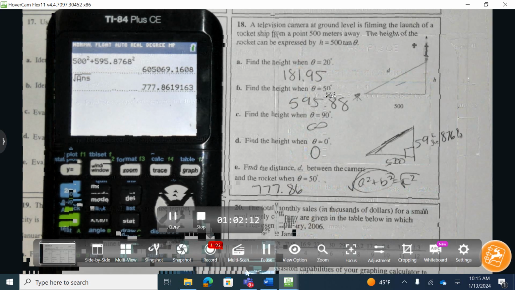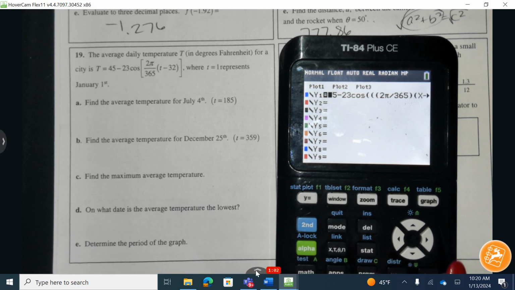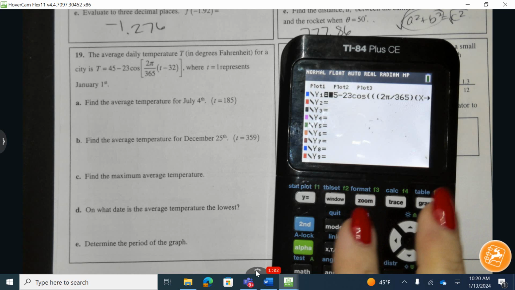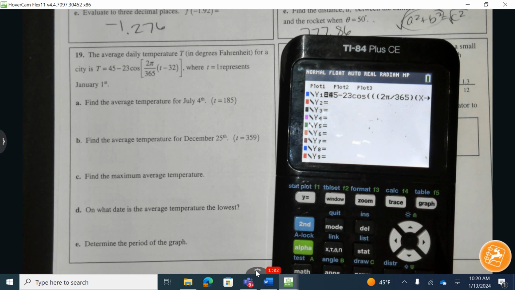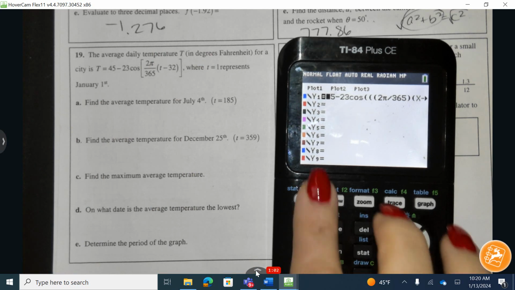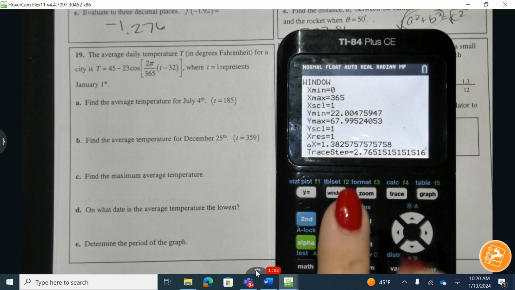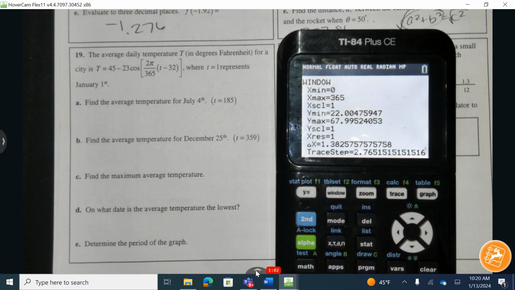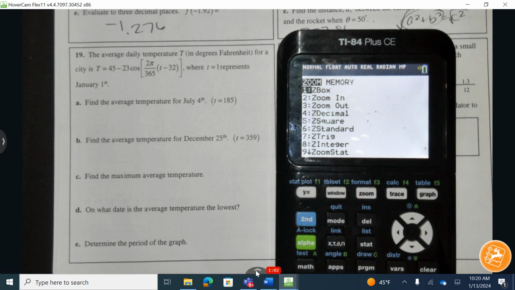All right, so I've started by plugging in for number 19. I plugged it in the provided function. First, I reset the calculator, recognizing the output values or the y functions will be in degrees. Now the window, we're talking about an entire year, so I went from 0 to 365, and then after doing that, I did zoom fit.